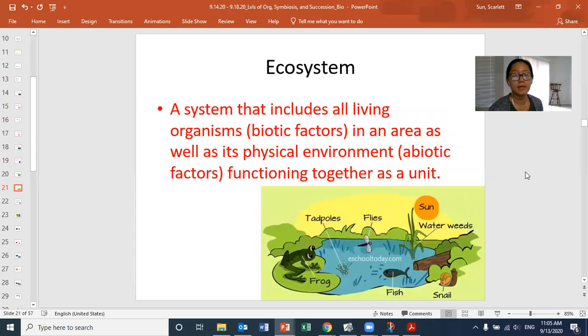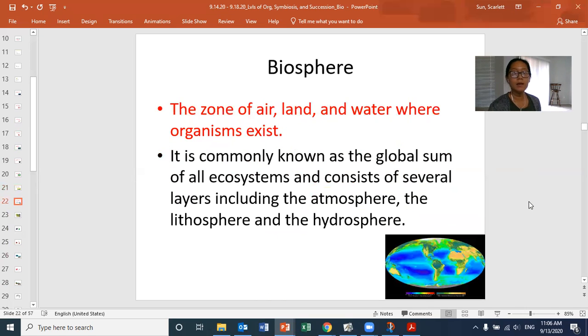Ecosystem is a system that includes all living organisms in an area as well as its physical or non-living environment. Okay, they all function together as a unit because they interact with each other. In the picture you can see there's sun, there's weeds, there's fish, there's frogs, there's snails, there's water, there's tadpoles, there's flies. Some things are living, some things are not living. And the biosphere is the zone of air, land, and water where organisms exist. So everywhere where things are alive is the biosphere, right? It's a sphere because the earth is a sphere.